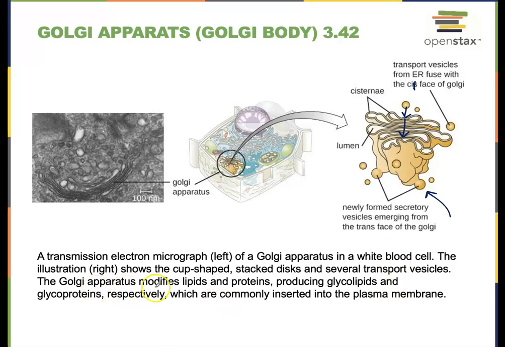Okay, so the Golgi apparatus modifies lipids and proteins, producing glycolipids and glycoproteins, and then they are commonly inserted into the plasma membrane.